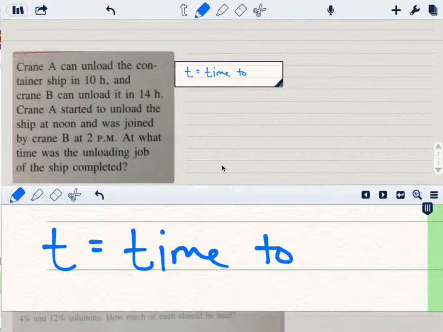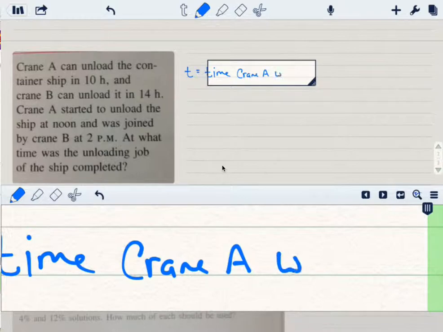Not unload the ship. The time. Oh yeah, that's the time. No, it's time Crane A worked. We'll look at it that way. Time Crane A worked. That is the total time that it takes to unload the ship.